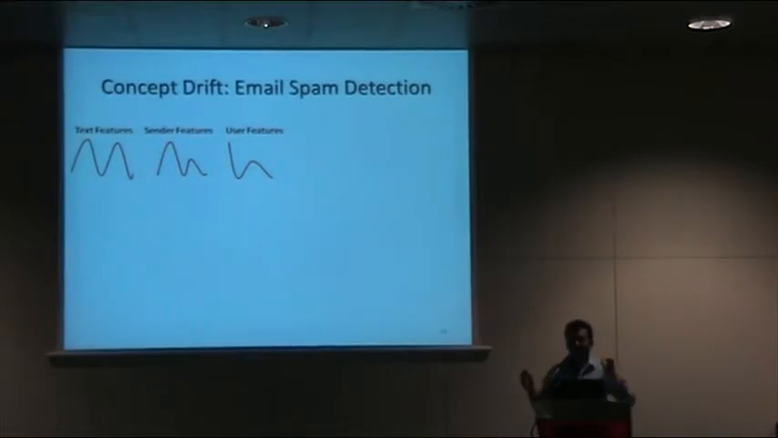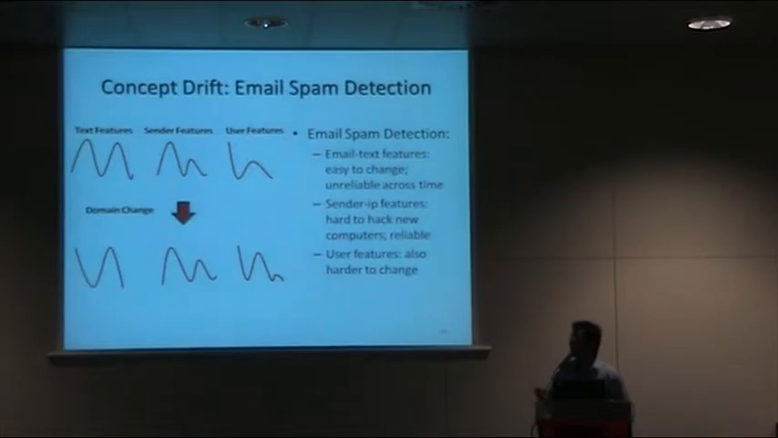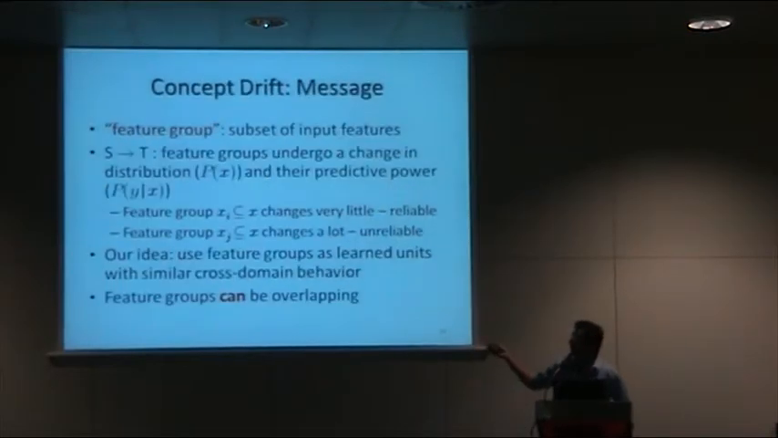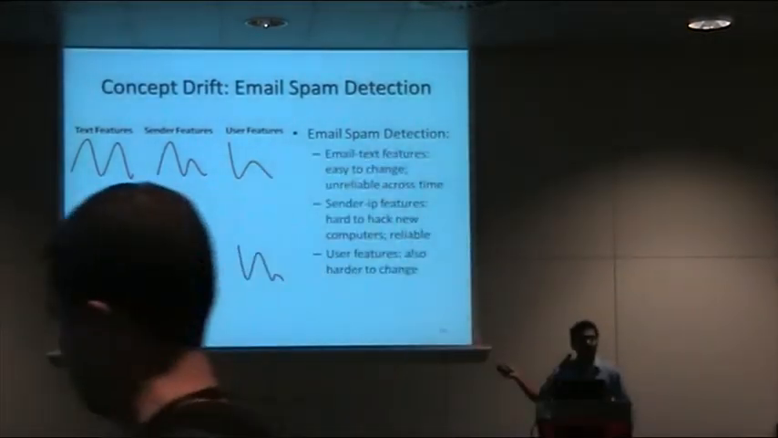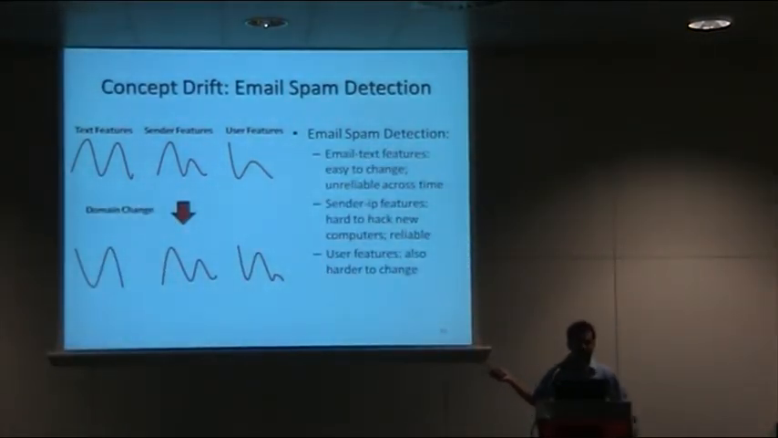But now, the features in spam do not change uniformly. There is something more to it. So consider three different kinds of features which are used in spam detectors: email text features, sender features, and user features. What happens over time is that these features change distribution, but the distribution change is not the same. Text features change drastically because it's easier for spammers to change the text, but it's not so easy for them to hack new computers and harvest more user addresses. So the sender features change less drastically, or in other words, they're more reliable.